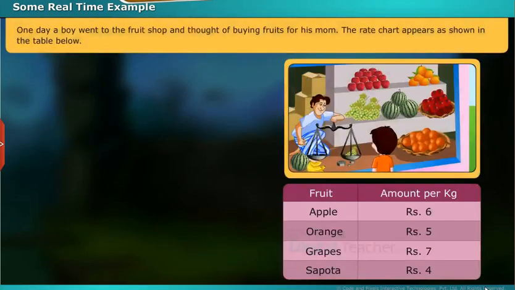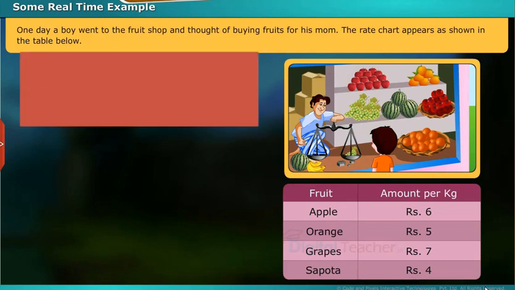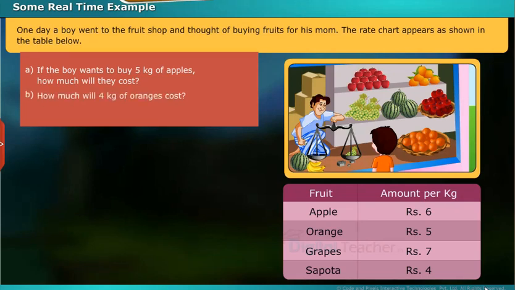Let us look at an example. One day a boy went to the fruit shop and thought of buying fruits for his mom. The rate chart appears as shown in the table below. A. If the boy wants to buy 5 kg of apples, how much will they cost? B. How much will 4 kilograms of oranges cost? C. How much will 3 kg of grapes cost?